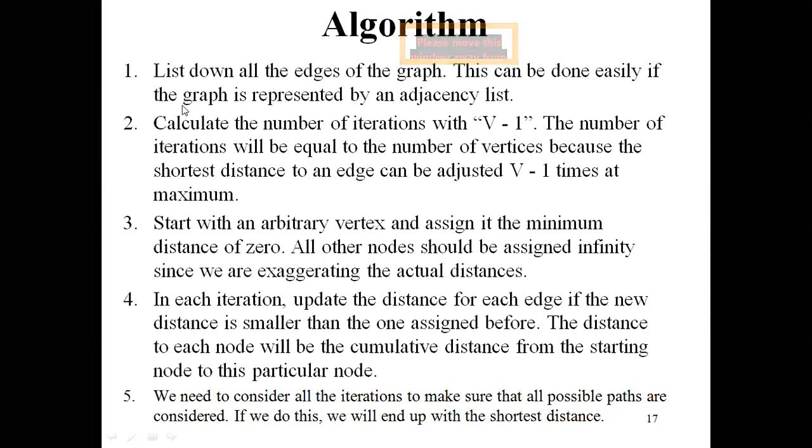So what is the first step? First, you write all the edges of the graph. What is the second step? Next, we repeat v minus 1 times. In the third step, start with an arbitrary source vertex, take the distance as 0 at the source vertex, and for all other remaining vertices it is infinity. At the fourth step, update the distances for each edge.